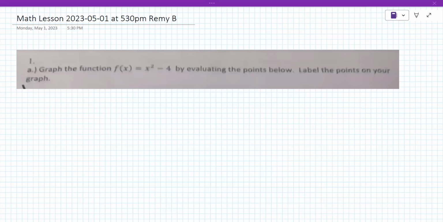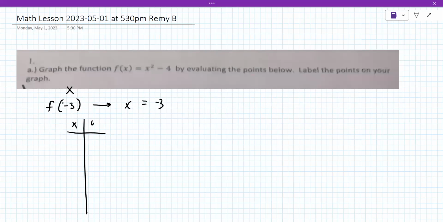Okay. Graph the function by evaluating the points below. So you can see they're handwritten there on the left. When it says f of -3, for example, that means that x is -3. The thing inside parentheses is your x value. So we're going to make a table here with x and then y, and we'll just do this one at a time.